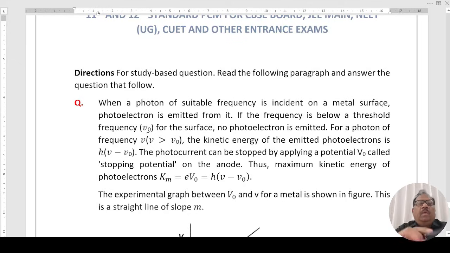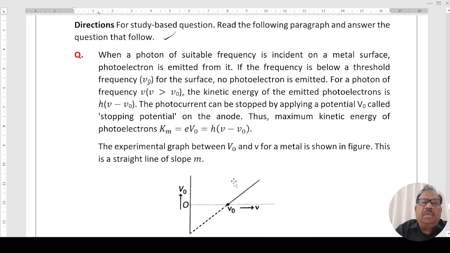Question is: directions for study based questions. Read the following paragraph and answer the questions that follow. When a photon of suitable frequency is incident on a metal surface, a photoelectron is emitted from it. If the frequency is below the threshold frequency for the surface, no photoelectron is emitted. For a photon of frequency greater than threshold frequency, the kinetic energy of the emitted electron is given by this. The photoelectron can be stopped by applying a potential V naught, called stopping potential, on the anode. Thus, the maximum kinetic energy is given by this formula.